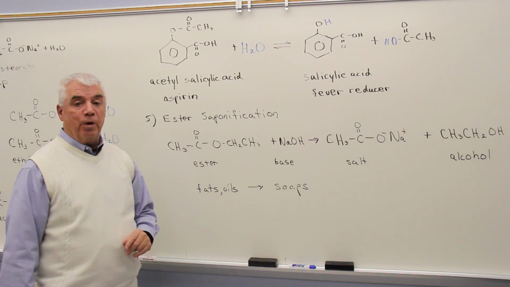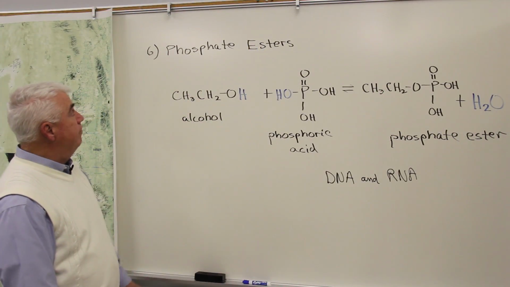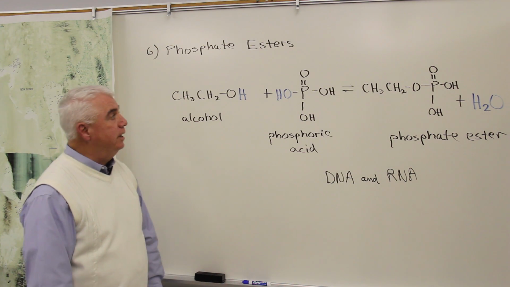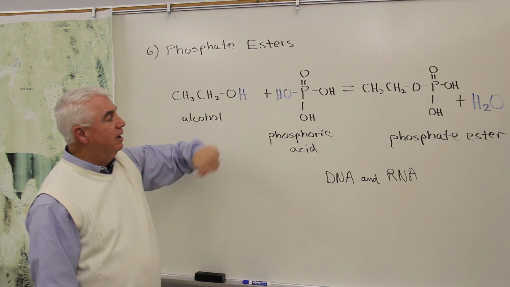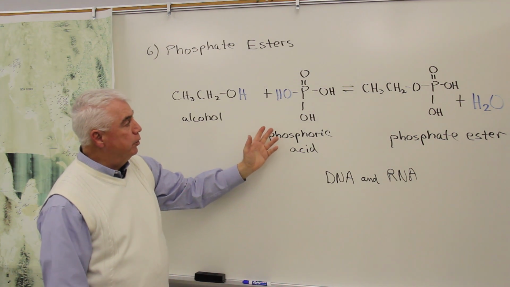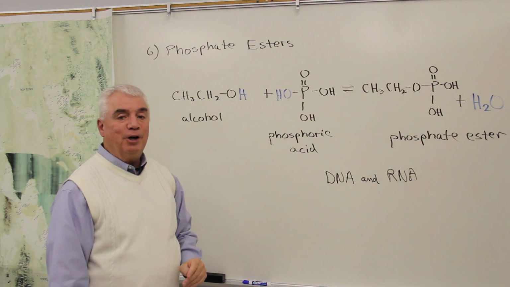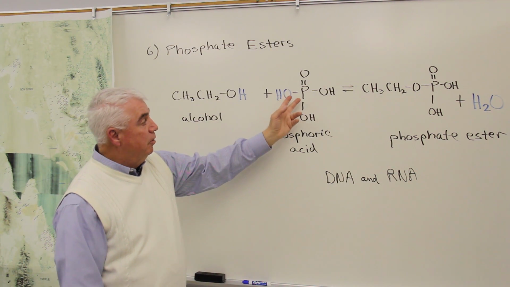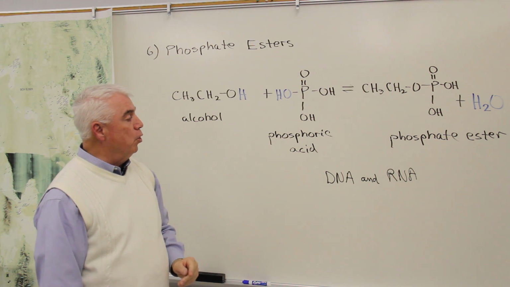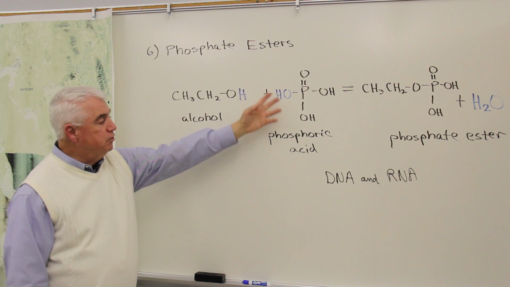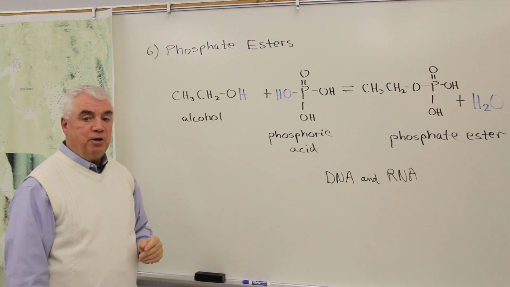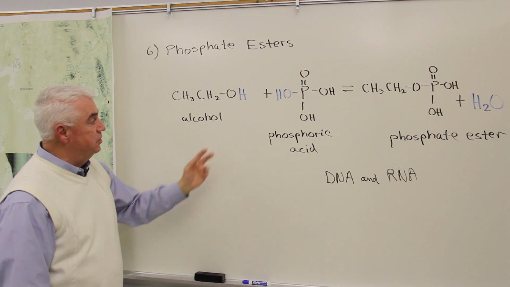Let's look at our 6th reaction. We've included this 6th reaction, phosphate ester formation, because of this word ester. Here's the structure of phosphoric acid, showing the covalent bonds, and it reminds you a little bit of a carboxylic acid. Rather than a C double bond O, it's got the P double bond O with an OH. And phosphoric acid can react with alcohols in a manner similar to that of carboxylic acids.